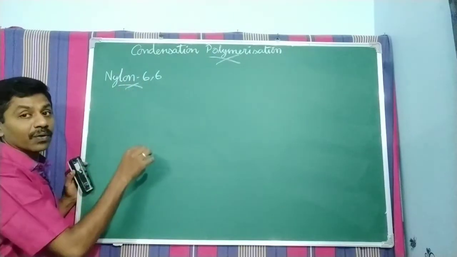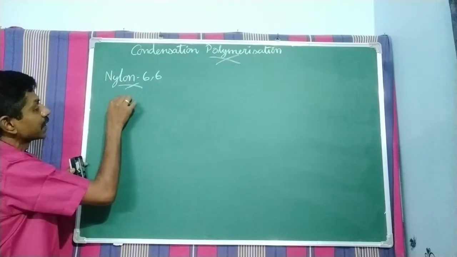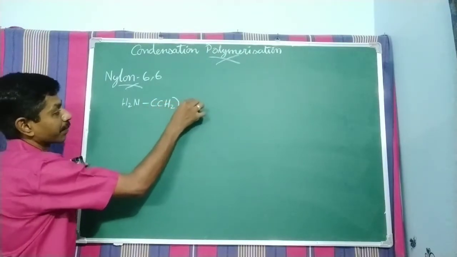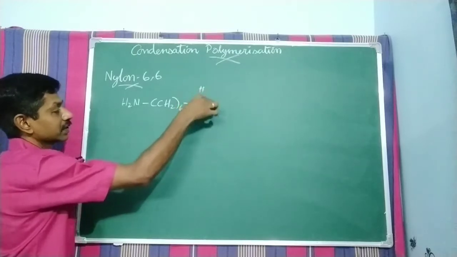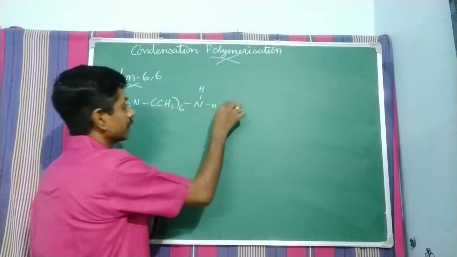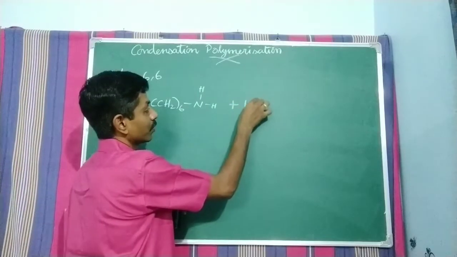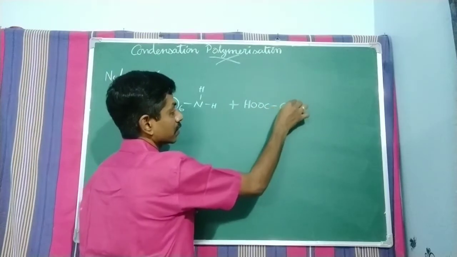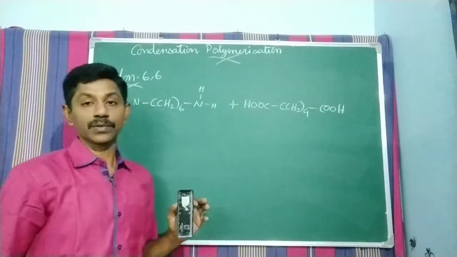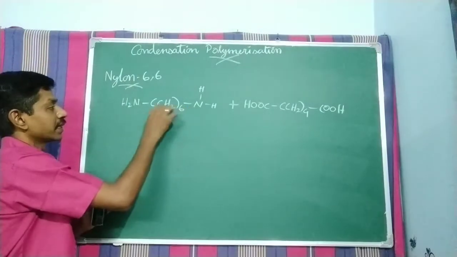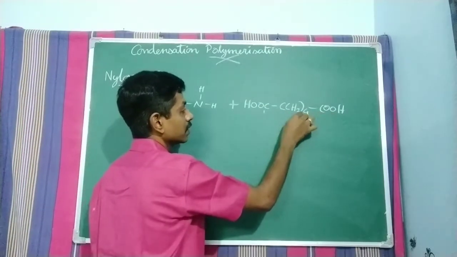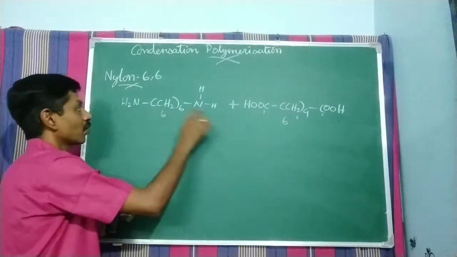For the preparation of nylon, we have to take hexamethylene diamine, that is NH2, CH2 molecule 6 times, again NH2. I am writing NH2 this way because easily we can remove a molecule of water. And that will react with adipic acid. A molecule having two carboxylic acid groups and four methylene groups. If you closely see, the number of carbon atoms here is 6, and here 1 plus 4 plus 1, so here also 6. That is why nylon 66.